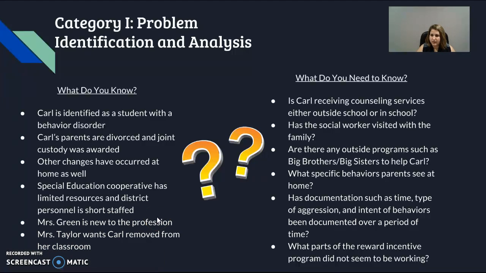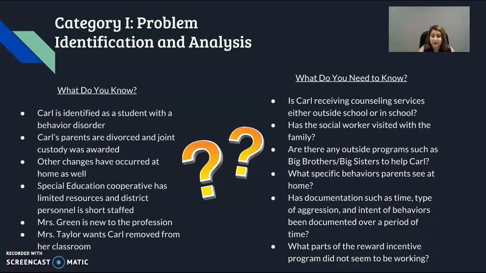We know that Carl is, like I said, identified as having a behavior disorder. There are not any academic concerns. We know that Carl's having a really rough time at home. His parents are divorced. That's a struggling relationship amongst parents, so custody issues play into that. We know that the Special Education Cooperative has limited resources, as well as administration is limited in the building. We know that Mrs. Green is new to the profession, and we know that Mrs. Taylor just is really adamant about removing Carl from her classroom.